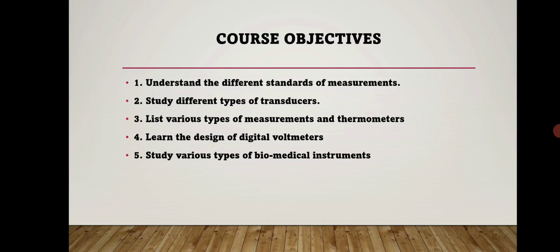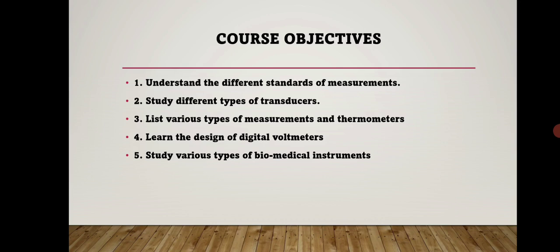What are the different meters, we will study in depth in our fourth unit. That is your fourth course objective. Coming to our fifth course objective: study the various types of biomedical instruments. You have good knowledge of biomedical instruments; for example, you may have come across ECG and X-ray machines, a BP monitor machine, and sugar monitor machines.